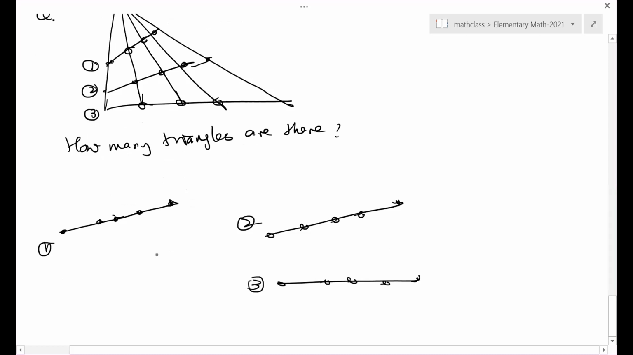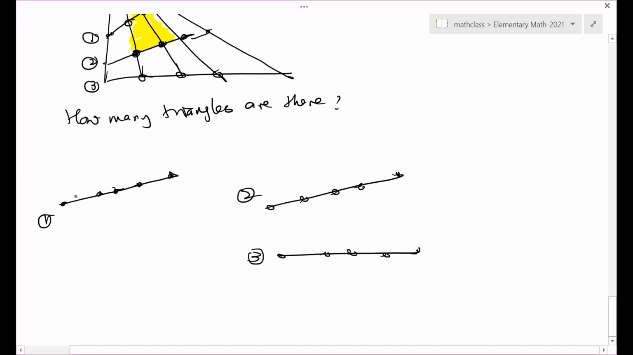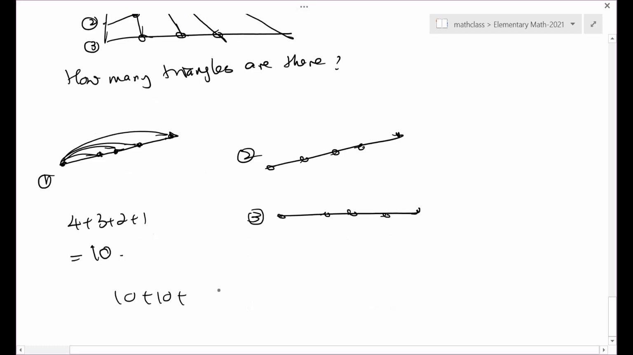So each pair of points on one line determines a triangle. If you have 2 points, you can use a second line to get a triangle. So all we need to do is count how many pairs of points on this first line. So 1, 2, 3, 4. So 4 plus 3 plus 2 plus 1, which is going to be 10. And you have 3 tens here. So 10 plus 10 plus 10 is going to be 30. So there are 30 triangles.